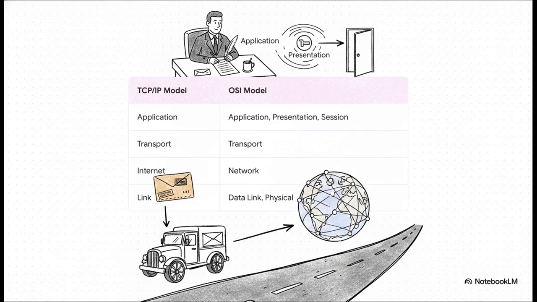The application layer is the CEO deciding to write a letter. Presentation translates it into the right language, session actually opens the door to the mailroom, transport decides if it needs a registered tracking number, network stamps on the postal address, data link hands it to the specific mail truck, and the physical layer? Well, that's the actual asphalt road the truck drives on.